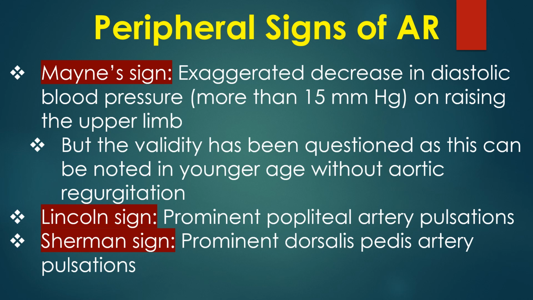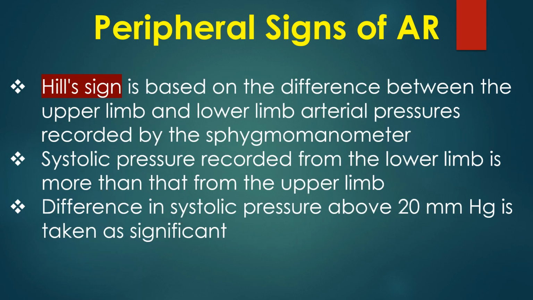Lincoln's sign, prominent popliteal artery pulsations. Sherman's sign, prominent dorsalis pedis artery pulsations. Hill's sign is based on the difference between the upper limb and lower limb arterial pressures recorded by the sphygmomanometer. Systolic pressure recorded from the lower limb is more than that of the upper limb. Difference in systolic pressure above 20 mm of mercury is taken as significant.